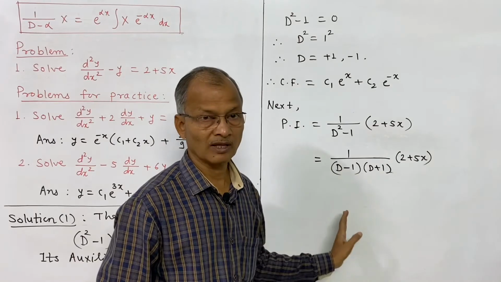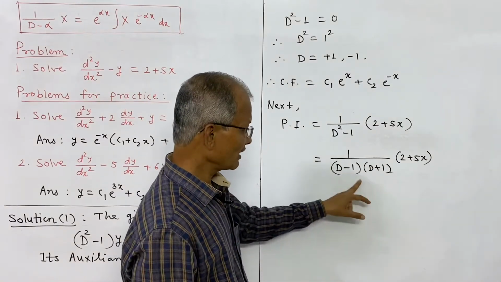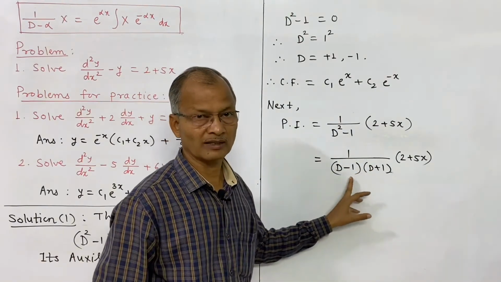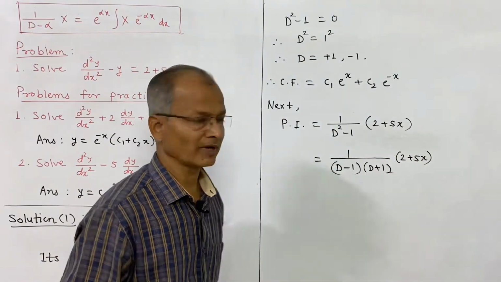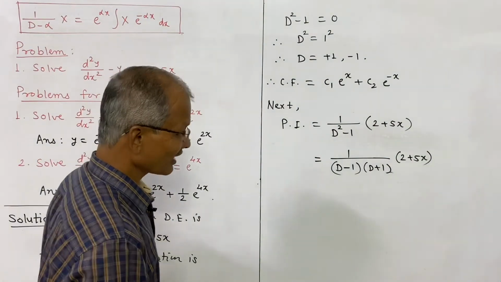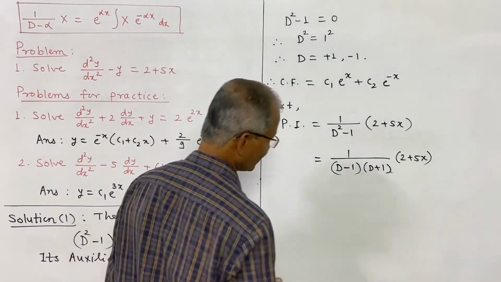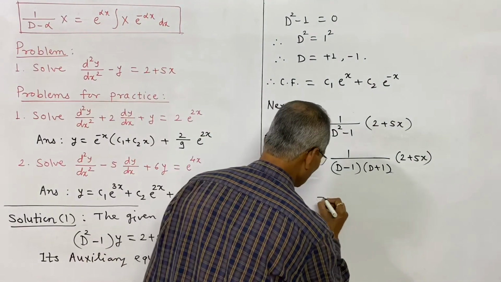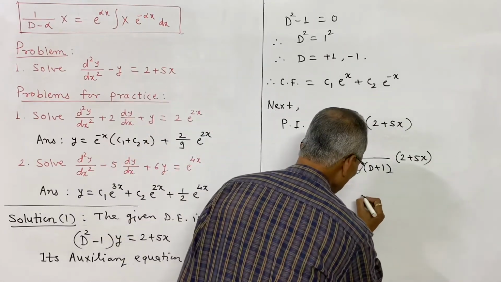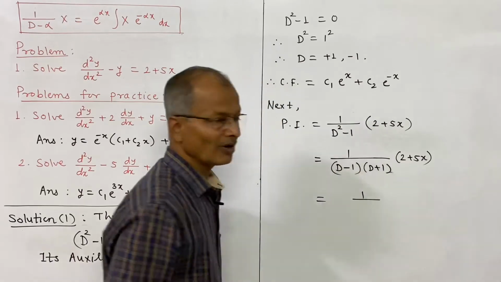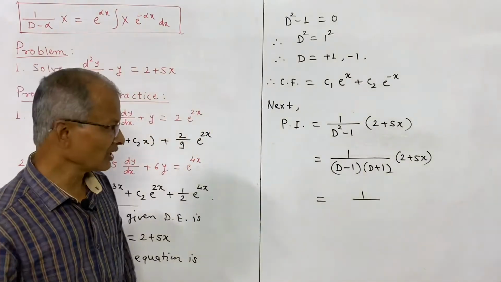That is the first method. But the second method is to express this into partial fractions, and then each fraction is to be operated on 2 plus 5x. So we are going to use the second method instead of the first method, and we shall express the partial fractions of this. So the partial fractions I shall write directly. We know the methods to obtain the partial fraction.